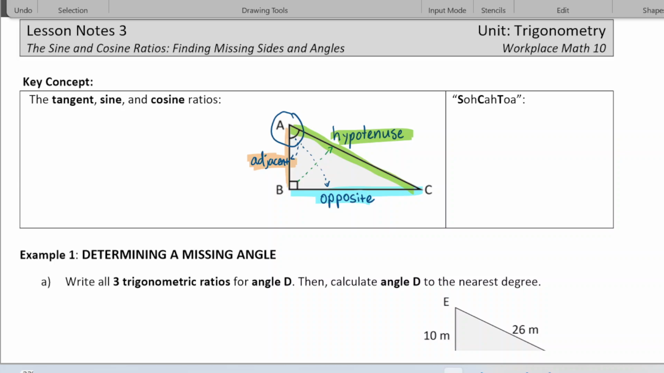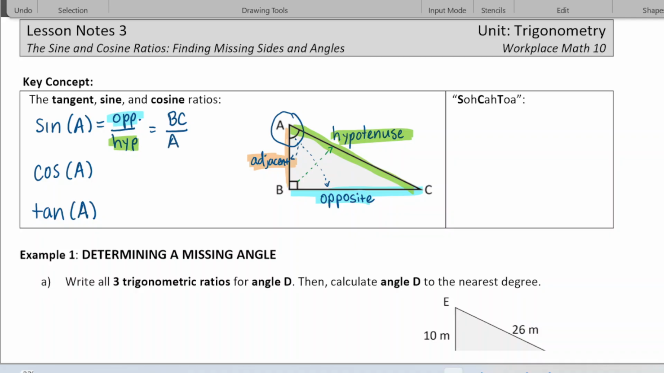Okay, and depending on which sides you have or which sides you want to find, that's how you choose which ratio to use. So there's three ratios in total. There's the sine ratio, SIN for short, the cosine ratio, and the tan ratio. Okay, so the sine ratio is the opposite side, I'll write OP for short, over the hypotenuse. So it's the blue side over the green side. I don't have actual side lengths here, so I'm just going to write the letters. So it would be BC over AC.